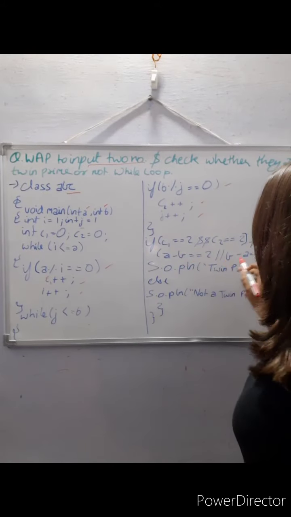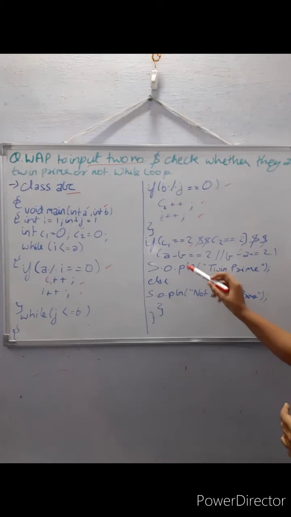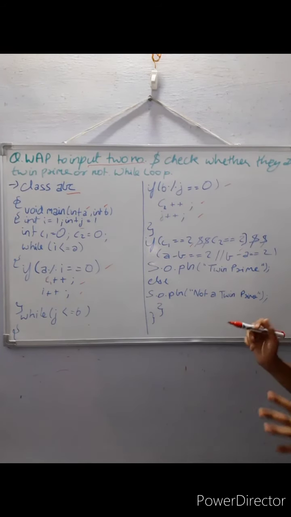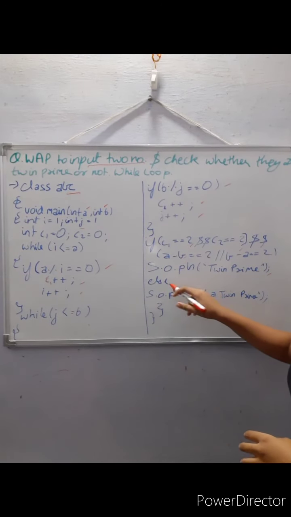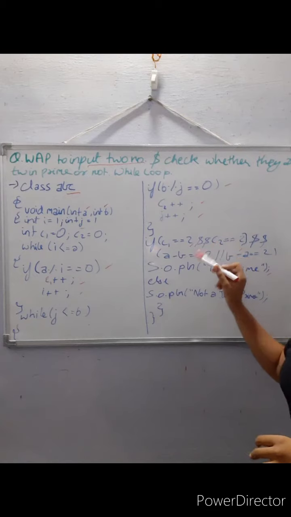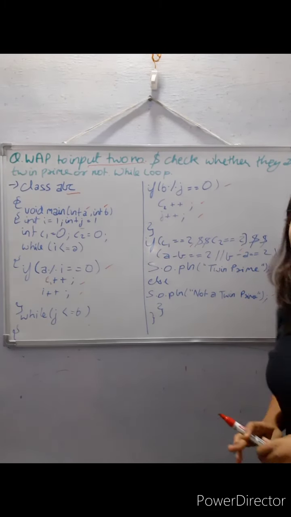Okay, then if these conditions hold, that is C1 is equal to 2 and C2 is equal to 2 and A minus B is equal to 2 or B minus A is equal to 2, then we are going to say that the numbers are twin prime. Otherwise, if any one of the conditions is not satisfied, then we are going to say that the numbers are not twin prime.